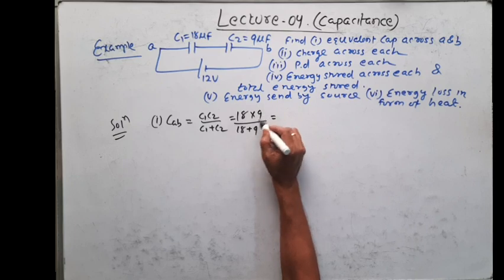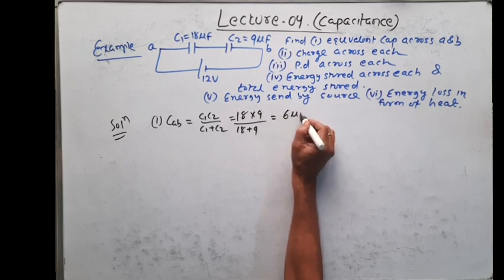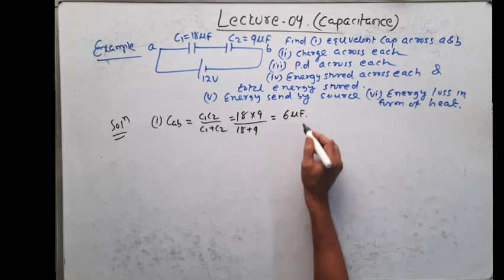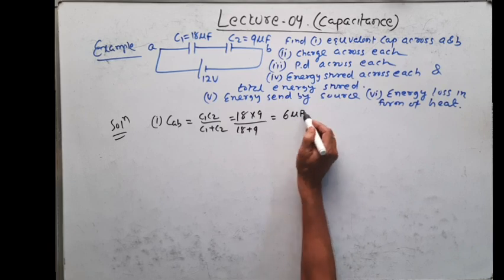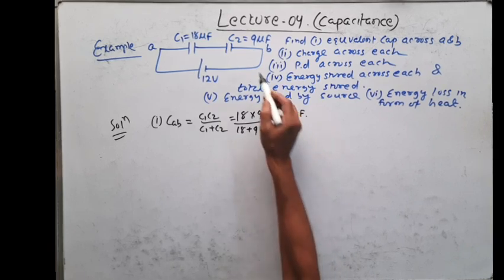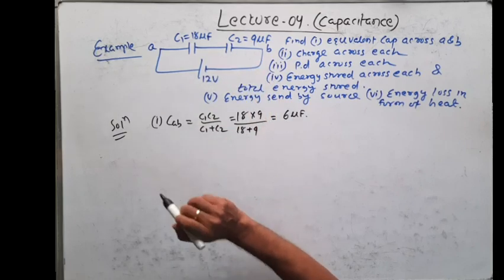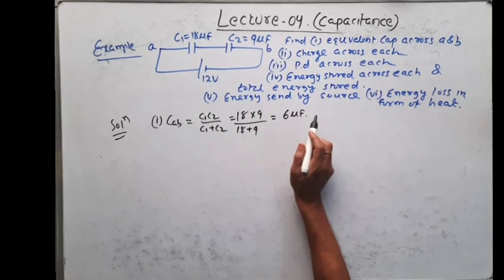6 microfarad. This is the equivalent capacitance. You see, net capacitance decreases. The net capacitance is lower than the lowest of the individual capacitances. I have already discussed this.